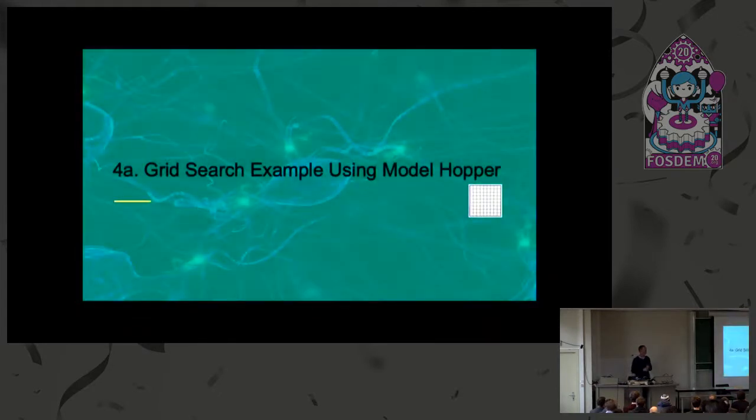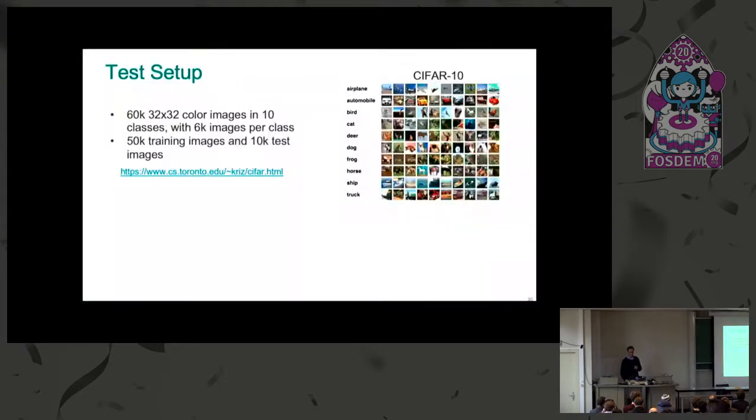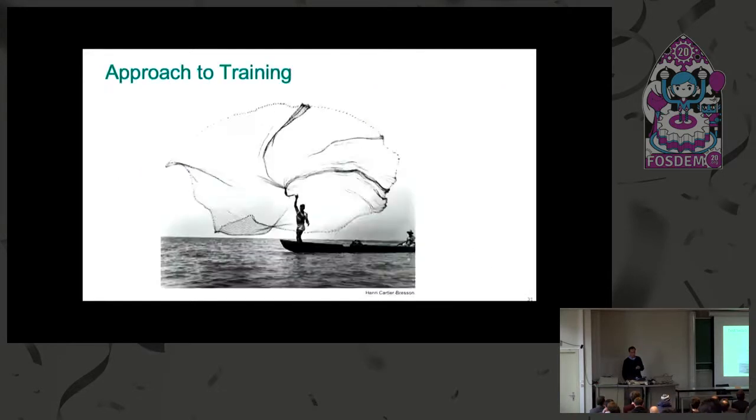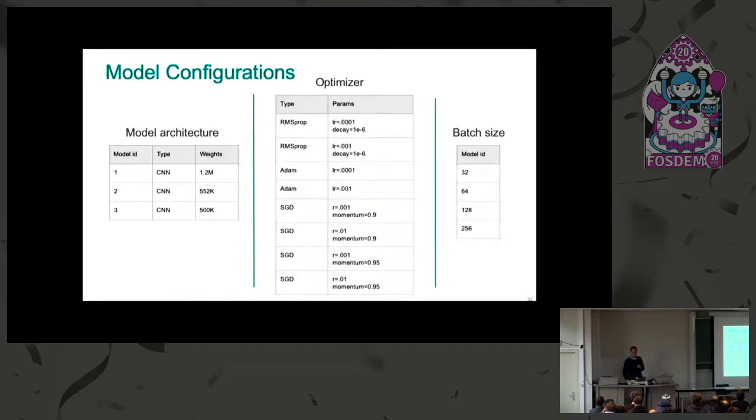So I'd like to go through a couple of examples of the results of this. We're going to use CIFAR, which is a well-known image data set, and we're running on Google Cloud Platform. The approach to training is to initially cast the net wide. Then once we've cast the net wide, we're going to look at certain areas that are of interest and zoom in on those.